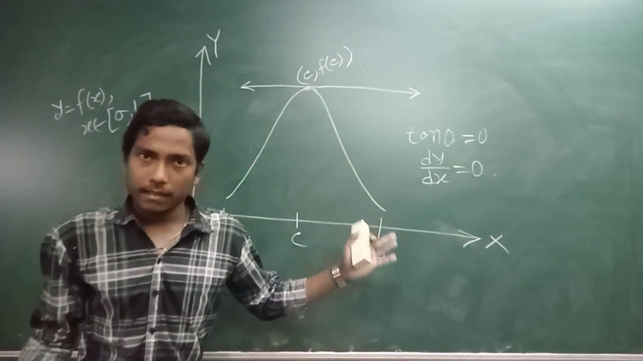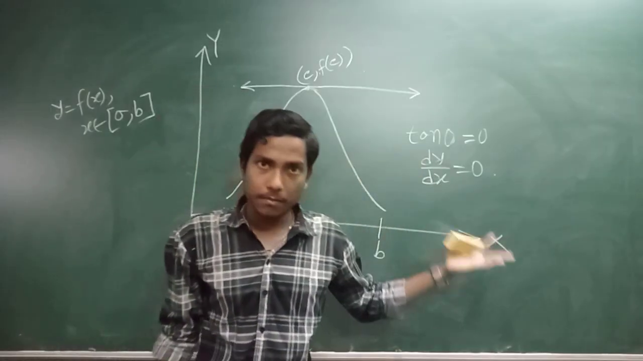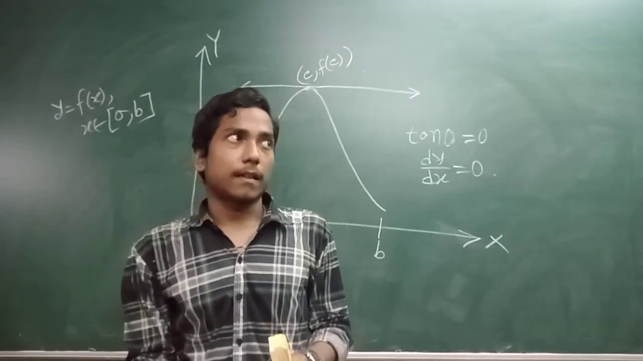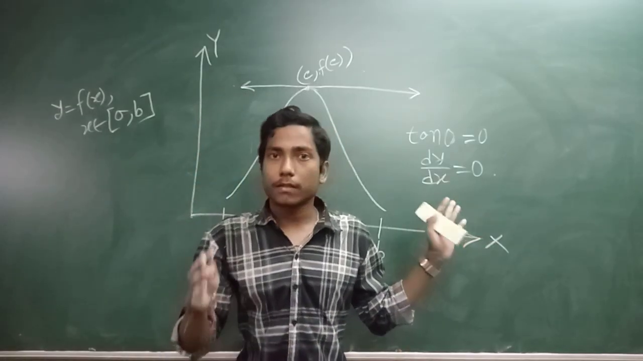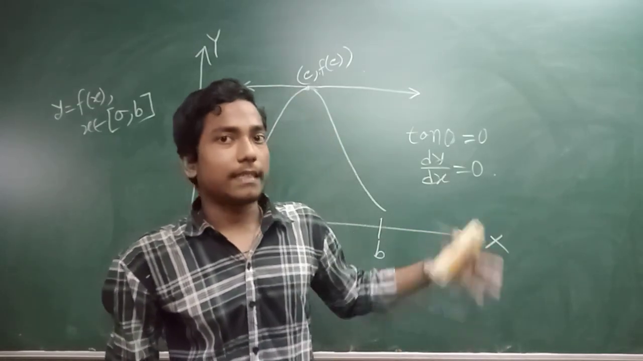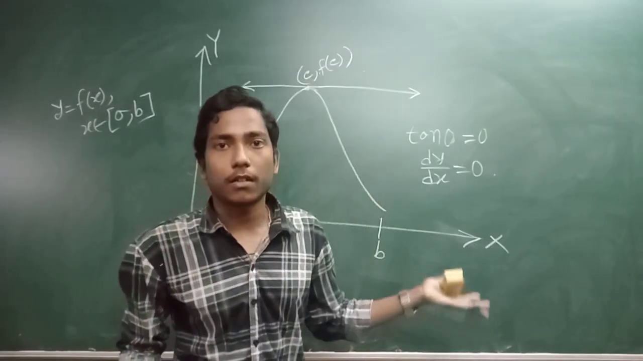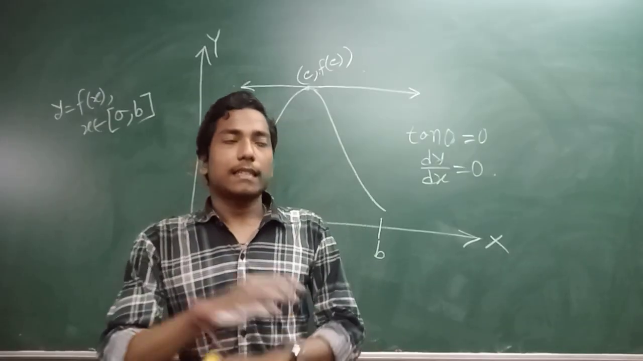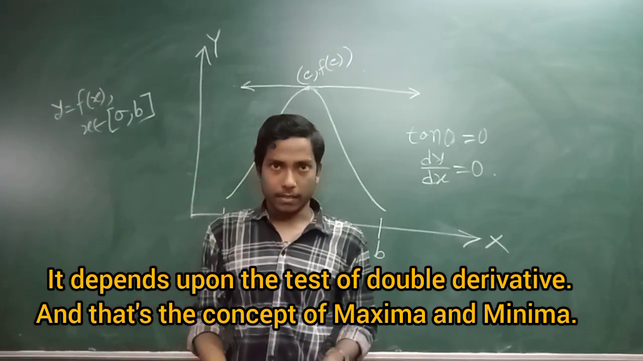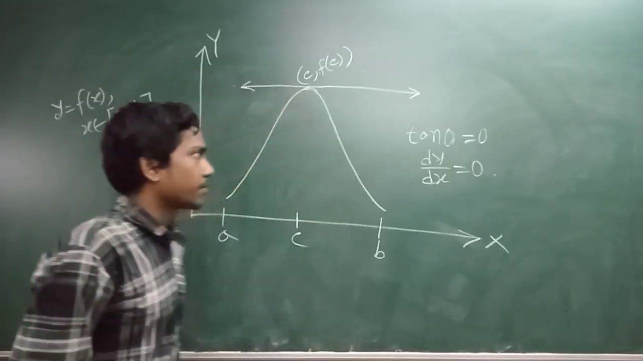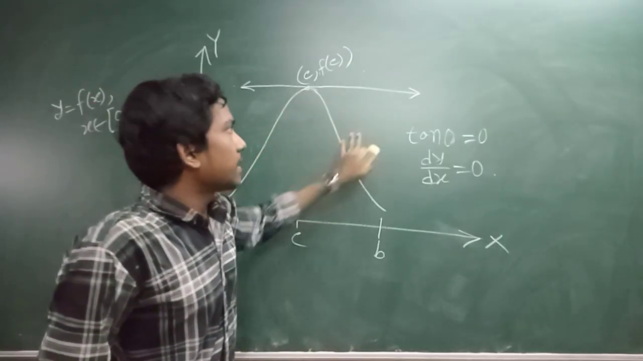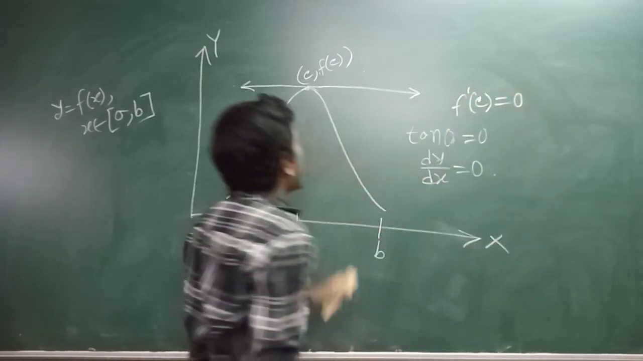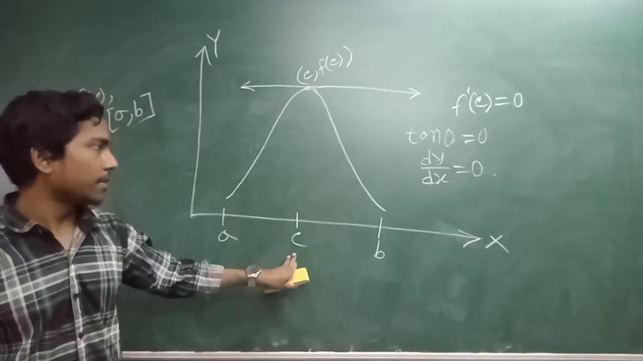So when dy by dx is equal to 0, the function can attain its maximum or minimum value. That is called the local maximum or local minimum. But it doesn't mean that whenever dy by dx is equal to 0, the function is either maxima or minima. It can be neither maxima nor minima. But it completely depends upon the test of double derivative, and I am not going to that discussion in this video. So from here we can say that f dash c is equal to 0, and the function attains its maximum value at point C.